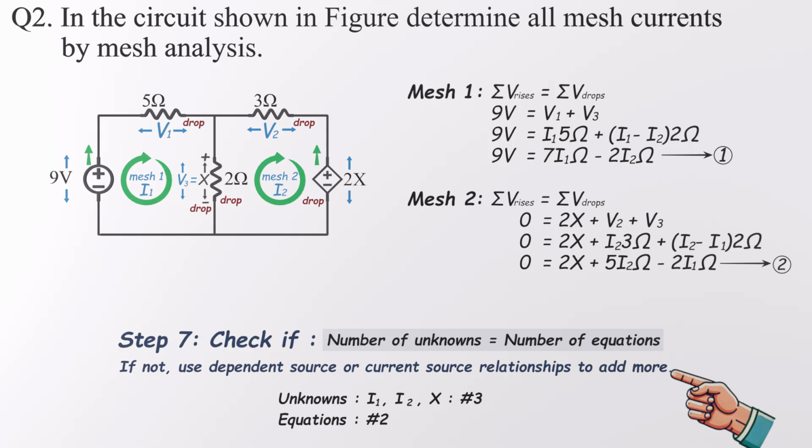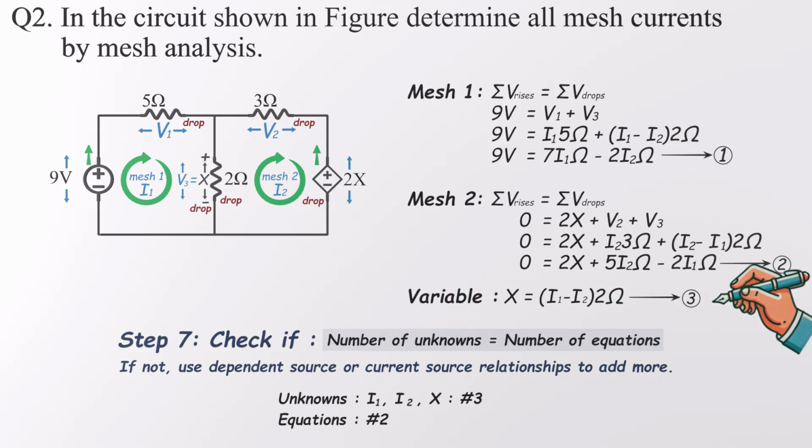To fully solve the system, we need a third equation, and that's where the dependent source relationship comes in. We'll start by expressing the control variable X. Since X is the voltage across this resistor, we can apply Ohm's law. Looking at that resistor and following the polarity given, current flowing from positive to negative, we see that X is equal to the current through the resistor times its resistance. And since the resistor is shared between mesh 1 and mesh 2, the current is I1 minus I2, and the resistance is 2 ohms. So we get X equal to 2 times I1 minus I2. That gives us the third equation we need, and now we've got a complete system ready to solve.